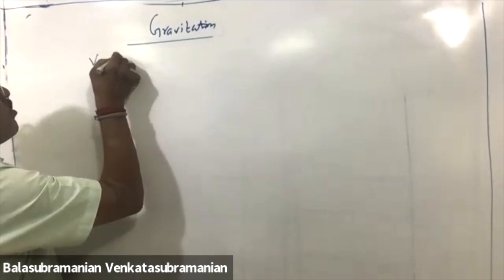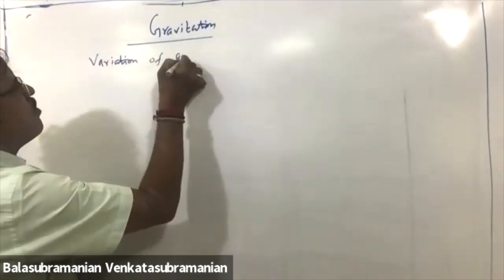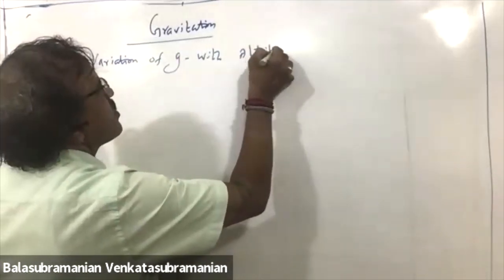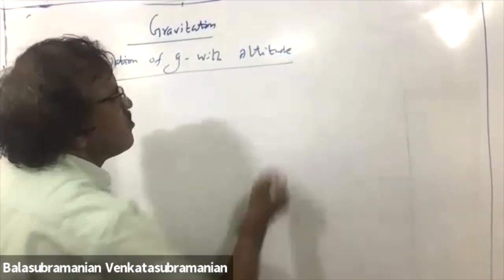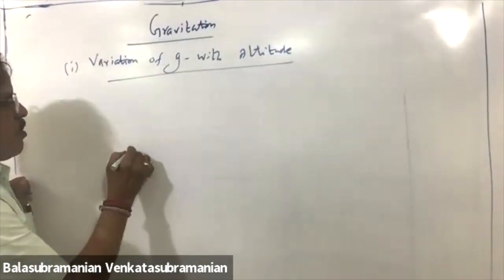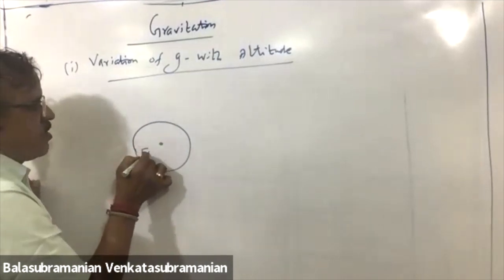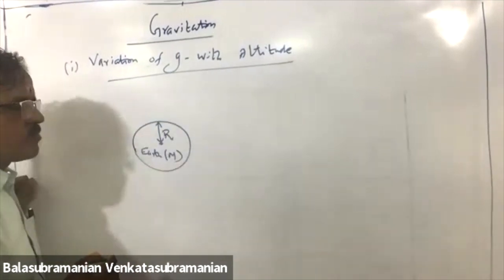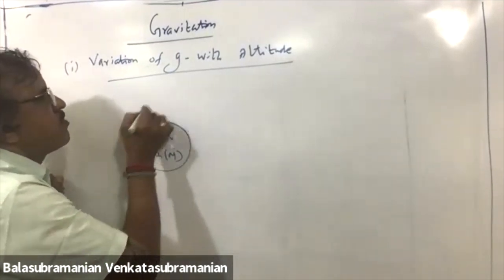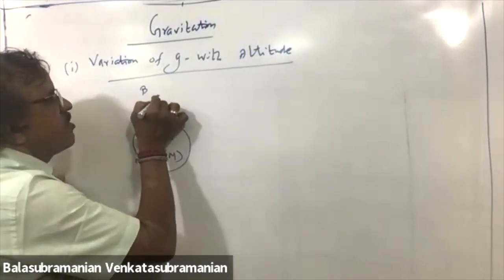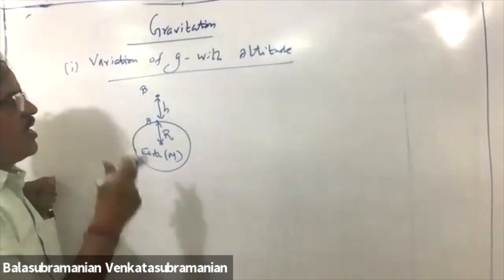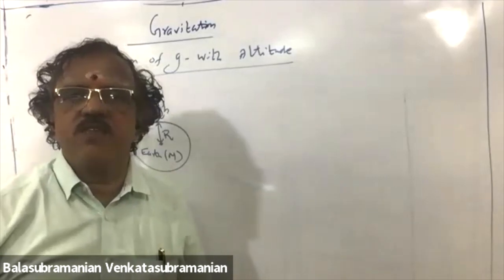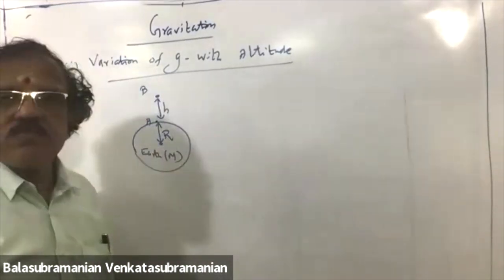Variation of g with altitude. Altitude means height. Earth, mass M, radius R. Take this as point A. Consider another point B, which is at the height of H. At this point only, we have to calculate what is the acceleration due to gravity. Small g value, we have to calculate at this point B.